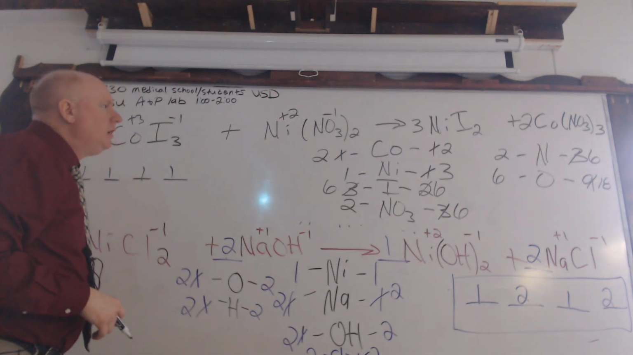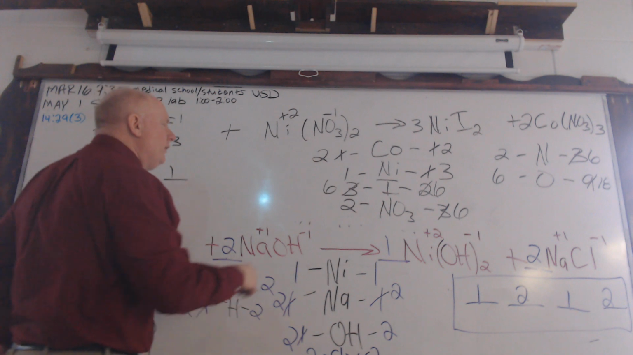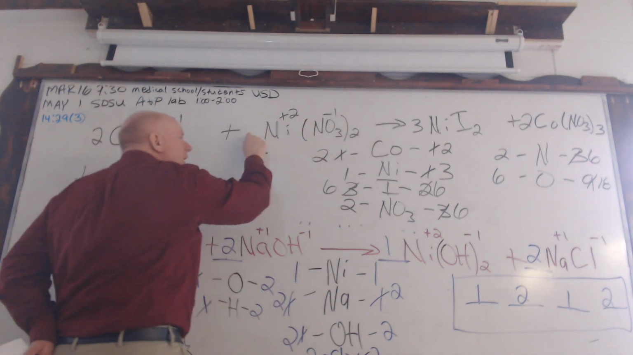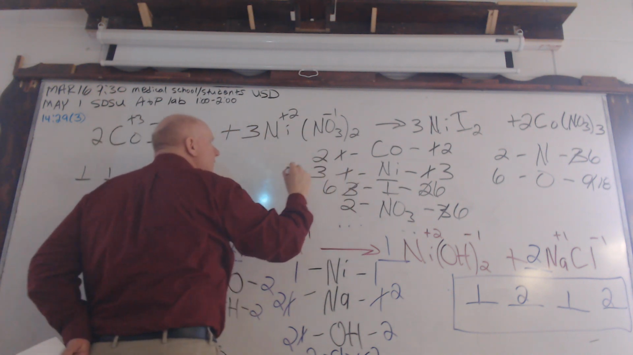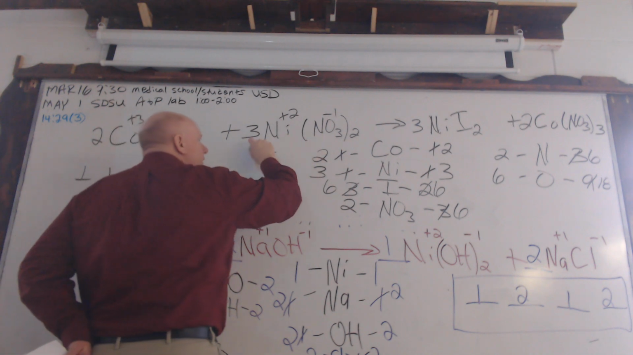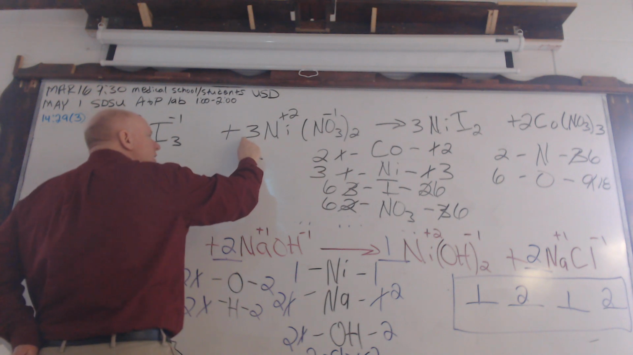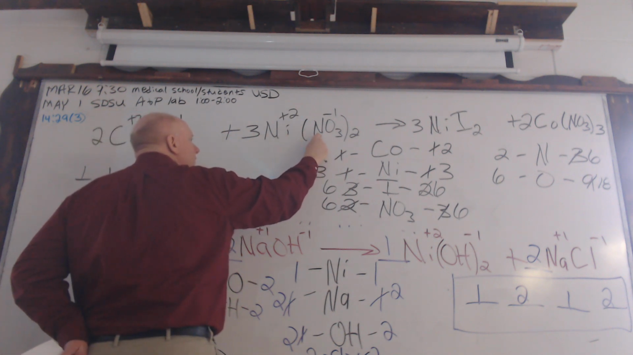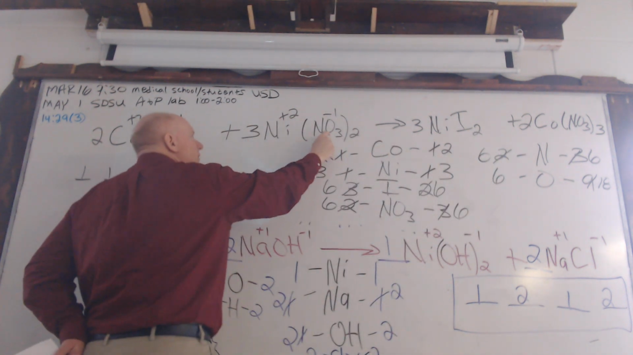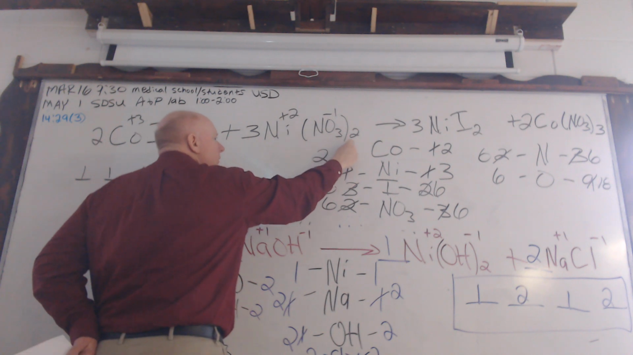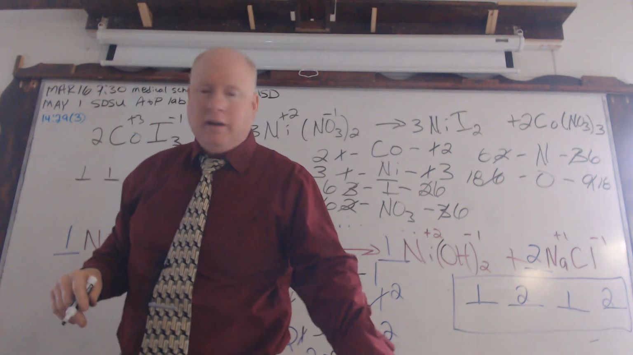So now, let's go ahead and do our nickels. We've got 3 on the right side and only 1 over here. Times it by 3. How many nickels is that now? How many nitrates is that now? 3 times 2, 6. So nitrogens, 3 times 1 times 2, 6. Oxygens, 3 times 3, 9. 9 times 2, 18.